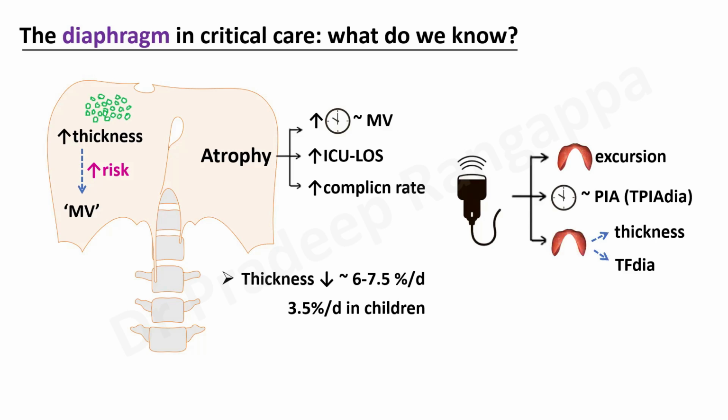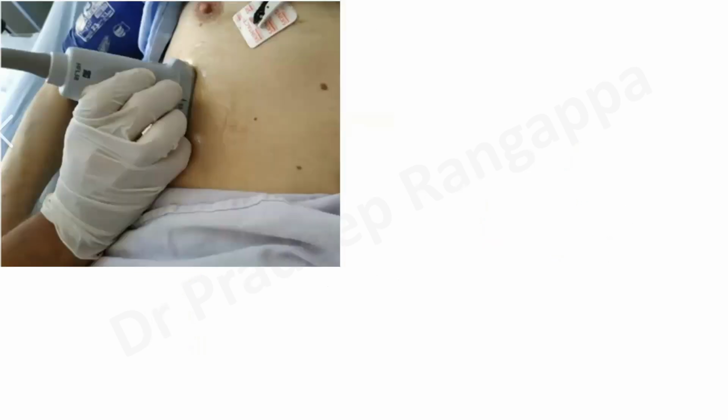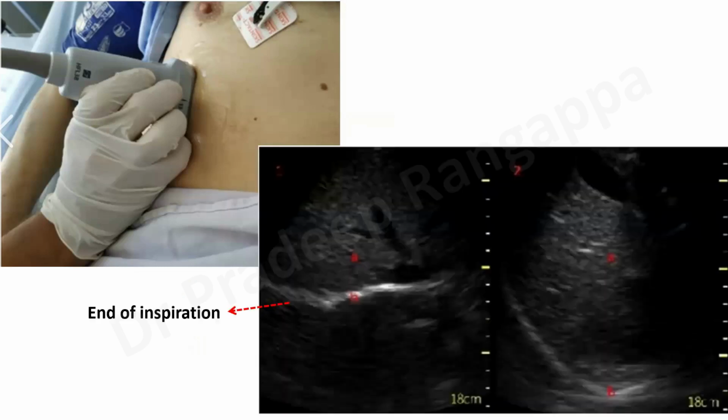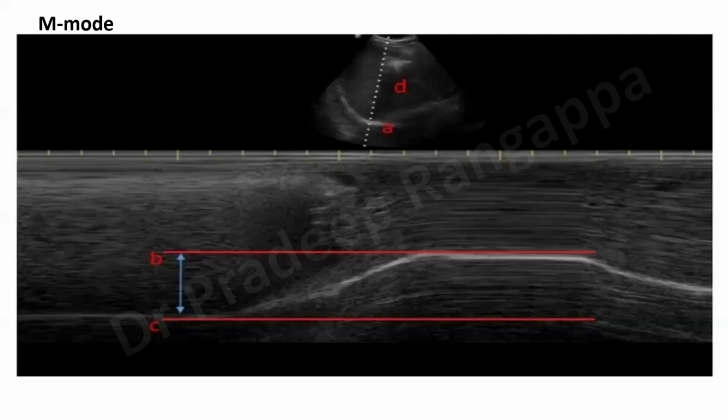There is a separate video on the way we assess the diaphragm for weaning. Here I'll briefly tell the simplistic way, which is to look at the diaphragmatic excursion and peak inspiratory amplitude. So it's a very simple tool. You can place the probe somewhere in the anterior axillary line and look at the diaphragm and put on M mode. So you look at the end inspiration and end expiration, and you get a graph like this.